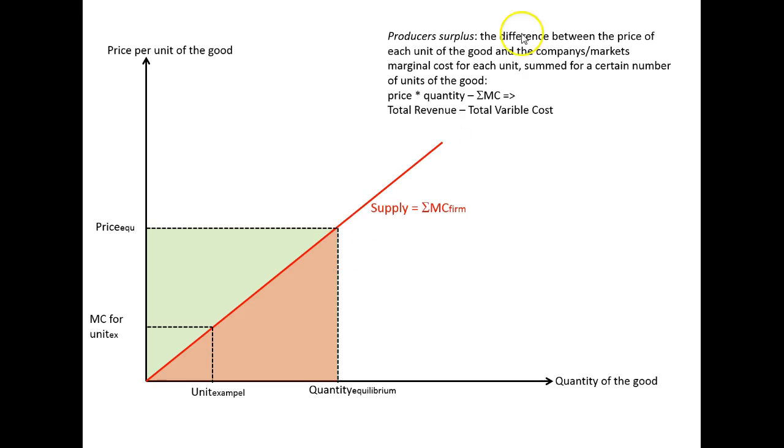And if we're interested, as we see here, for a certain number of units, we can also look at the producer surplus from unit example up to quantity equilibrium. So these are the summed marginal costs for those units, and this area under the price, down to the horizontal axis, that's the total revenues. So the difference will be this triangle there, which will be the producer surplus for those units.